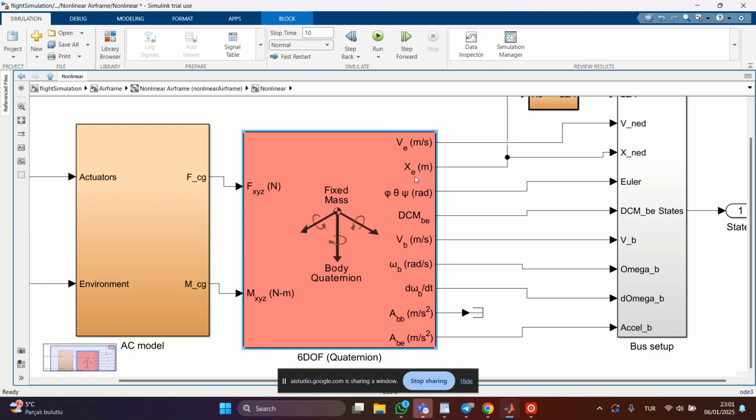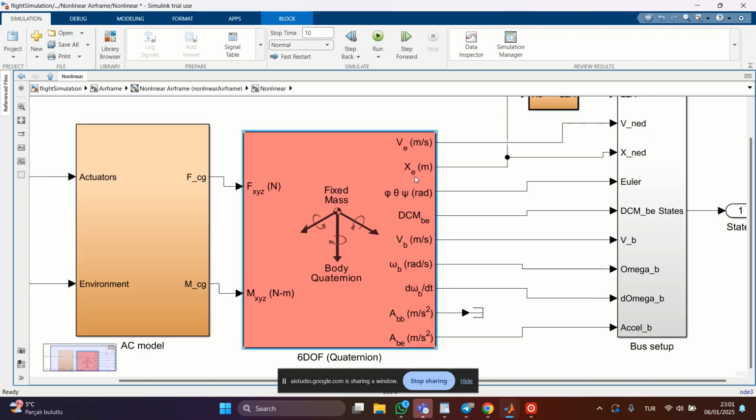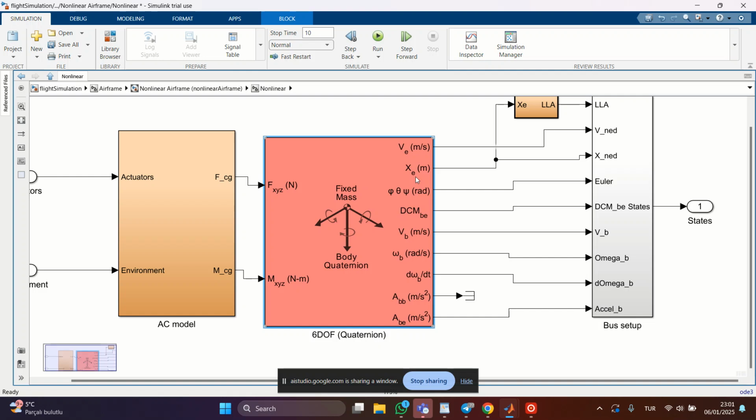Sure, X_E represents the position of the body in meters relative to an Earth-fixed coordinate system. Oh, so it's the body that's positioned on the Earth, in meters. Yes, that's right. The unit of measurement is meters.